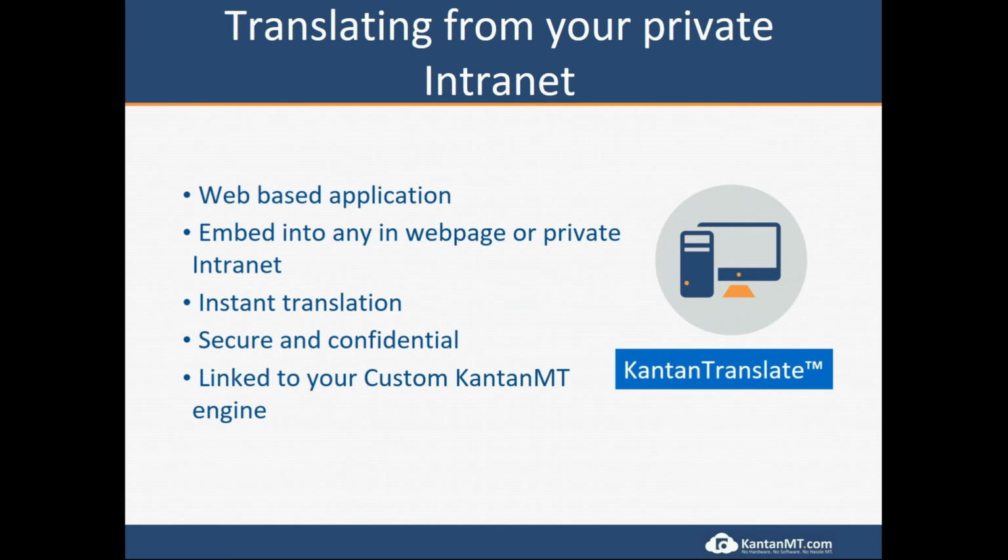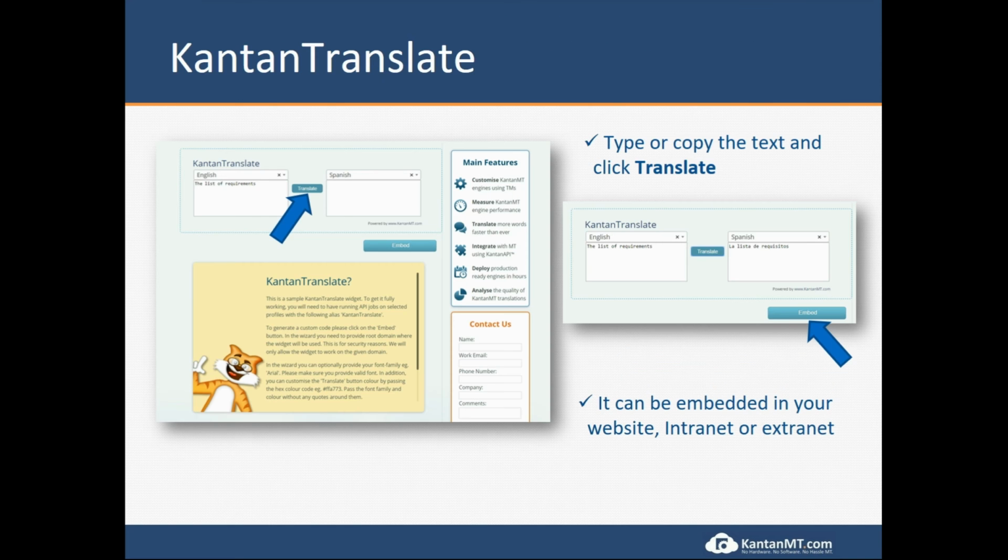So, translating from your private intranet, we call this widget Kantan Translate. It's a web-based application. It's embedded into any web page or private intranet. It provides instant translation, once again secure and confidential, and is linked to your custom KantanMT engine, to your engine of choice. So how do we do that? You would do it through our platform. It's just very simple. Either you type or copy the text and click translate.